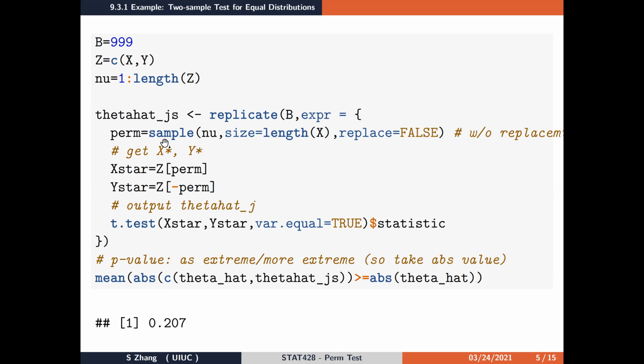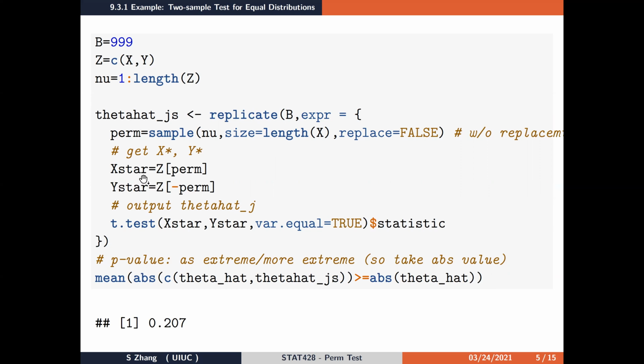So this can be done using the sample function. If you do sample nu, where nu is from 1 to 26, size equals the length of x, so we are going to sample a total of 14 elements from this without replacement. Then this is the same as finding a random possible combination of x star and y star. So perm are a set of indices we will get. So it's a sample without replacement from 1 to 26.